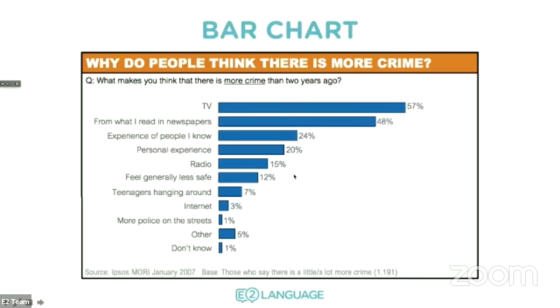Try that again. Just describe this graph for 20 seconds using "accounts for." TV accounts for 57%. 3, 2, 1, start.